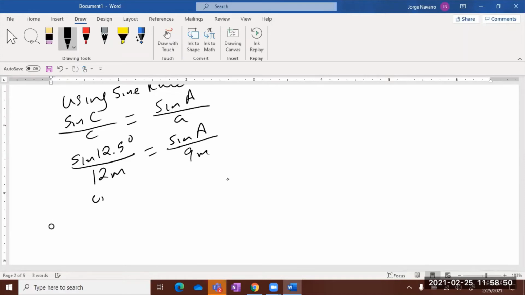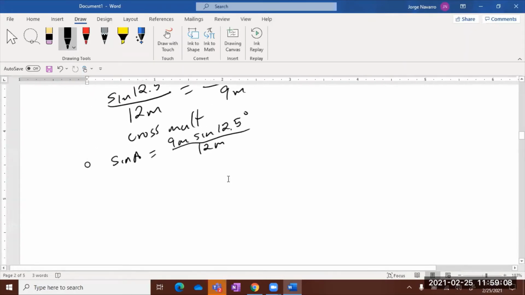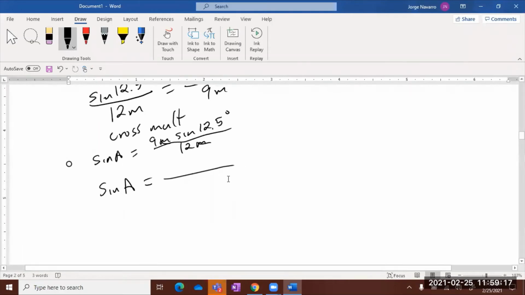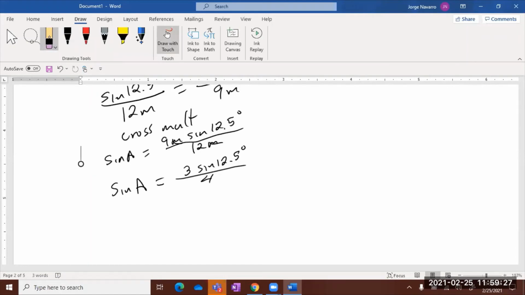All right, so I cross multiply. So I'm gonna have that sine A is equal to 9 meters times the sine of 12.5 degrees over 12 meters. So I can bring it down if I want, and I will, just for kicks. The meters will cancel. 3 can go into 9 3 times, and 3 can go into 12 4 times. So I have value there, right?